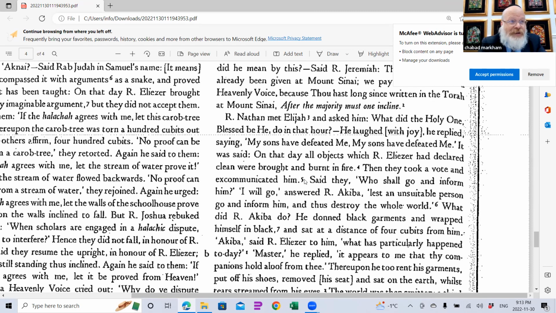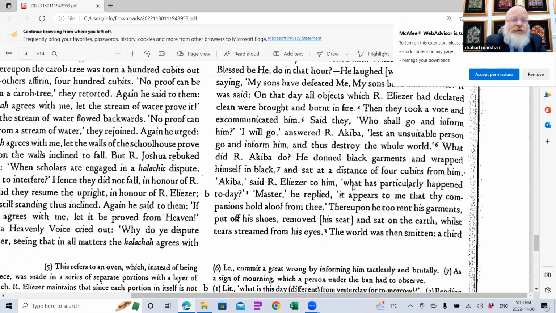It's called a cheirem, right? You stay away from the person, etc. Said they, who shall go and inform him? Who's going to go tell Rabbi Eliezer, such a big guy? They were all afraid of him because he'll pull a few trees out, and who knows what he could do? He could turn you into a mountain of bones. So who shall go and inform him? So I will go, answered Rabbi Akiva, lest an unsuitable person go and inform him and thus destroy the whole world. Right? So they were all afraid of him. He could destroy everything, right?